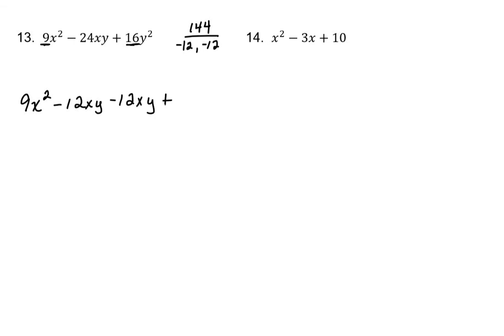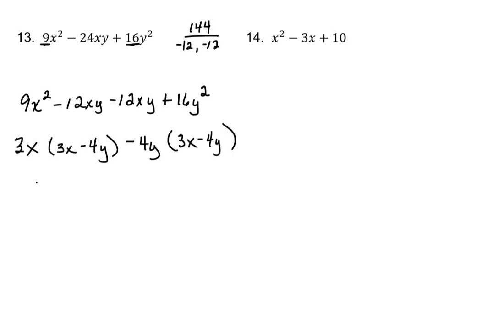And then I'm going to group these first two terms together and factor out a common factor of 3x. And then I'm going to group these second two terms together and factor out the greatest common factor of minus 4y. And then from there, I can see that I've got 3x minus 4y in both sets of parentheses, so that gets factored out. So I have 3x minus 4y times 3x minus 4y.